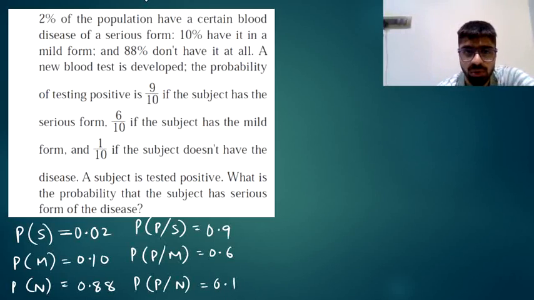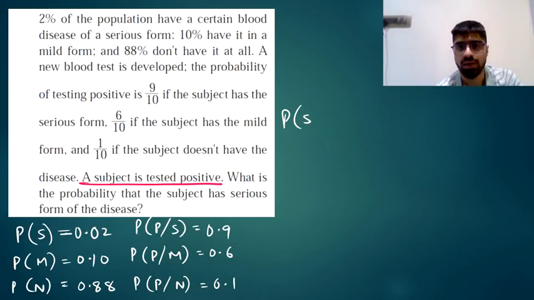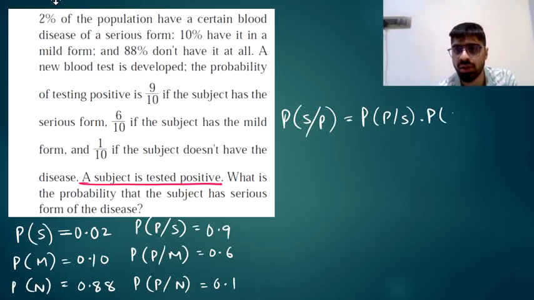Now they have already told you that the subject has been tested positive. Now what is the probability that he has the serious form? So you have to find the probability of serious form given that he is tested positive. So what we do is we write the reverse of this. That will be P of P given S into the unwanted denominator, which is P of S, divided by the denominator, which is P of P.